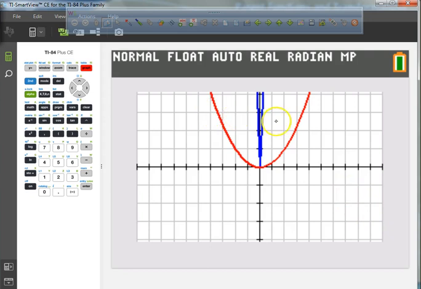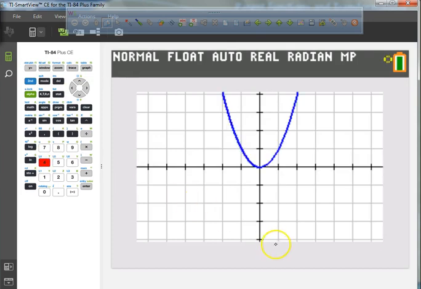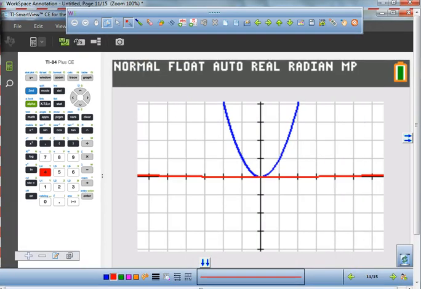Why does this one look so skinny? Because I changed my window. Now you can actually see the curve of that. Before, when I hit zoom, zoom 4, you can't see that curve. All right, so let me go back to our notes real quick.